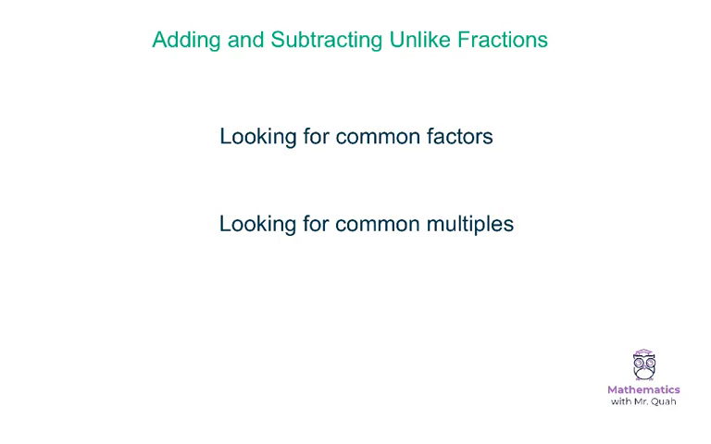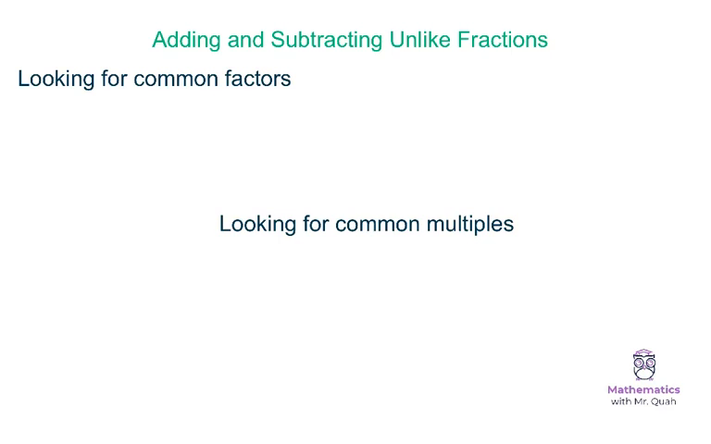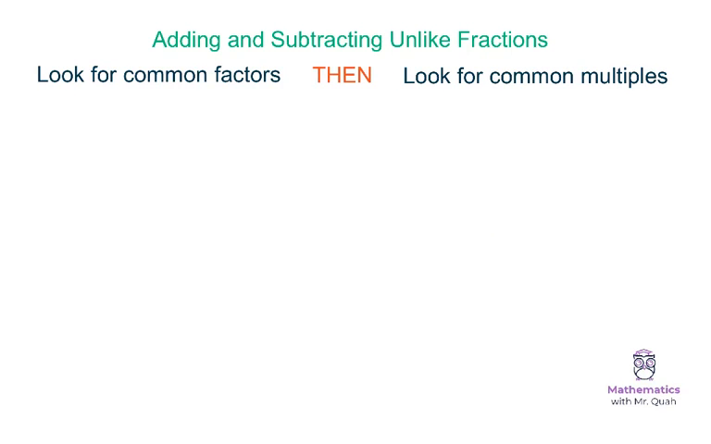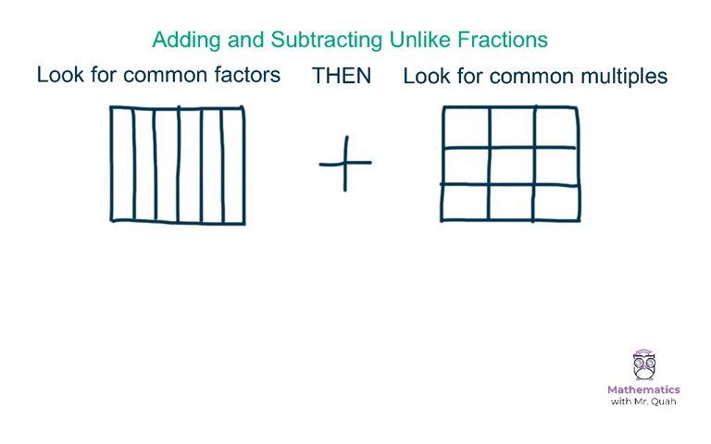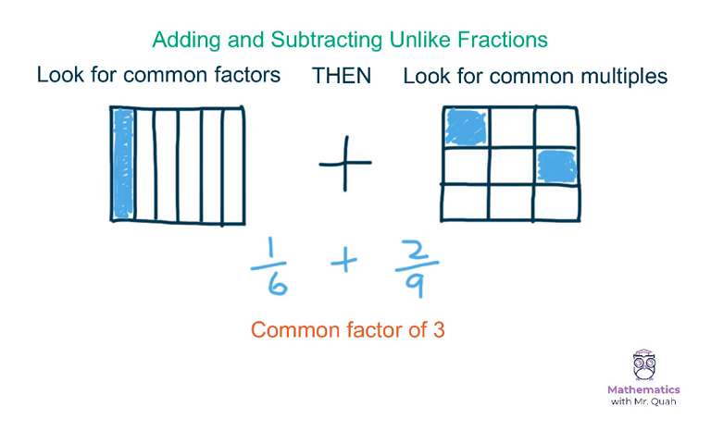So, what do you do if they don't have common factors or you're unable to change one fraction to match the other? What we do next is we look for common multiples. So first we look for common factors and then we look for common multiples. So let's look at this example on screen now. What we have is 1/6 coloured in, and we're adding 2 ninths. So now we have two quite different looking fractions, and the first step is to look for common factors.